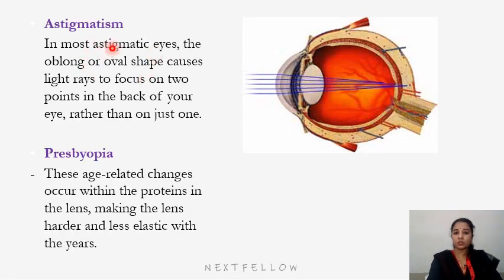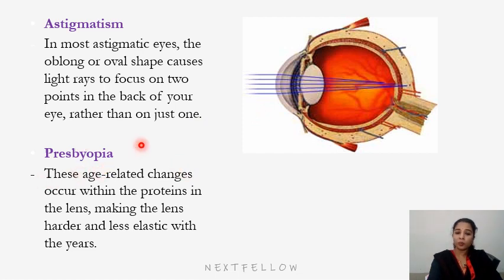Astigmatism is the most common congenital anomaly, with an oblong or oval shaped eye, and it causes the light rays to focus at 2 points in the back of the eye rather than just in one area. We can see it forms at 2 points, one here and one here. In a significantly astigmatic eye, the oblong or oval shape causes the light rays to focus on 2 points.